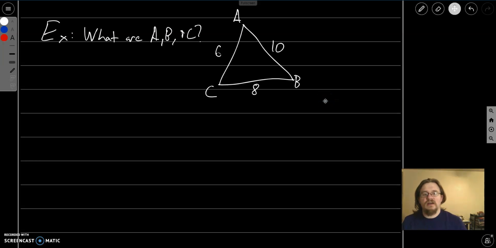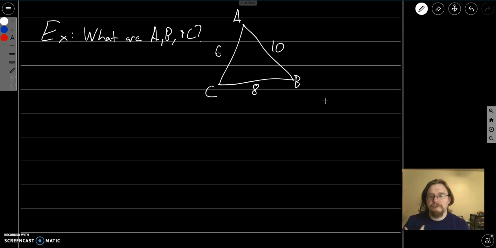Hello and welcome back. Let's continue to use the law of cosines to find information about a triangle. So here we're given a triangle and we're told that the side lengths are 6, 8, and 10, but we're not told any of the angles. So the question is, can we find the angles in a triangle when we're only told what the sides are?